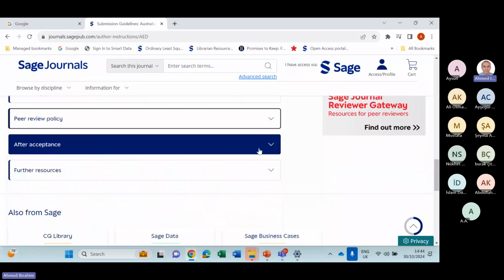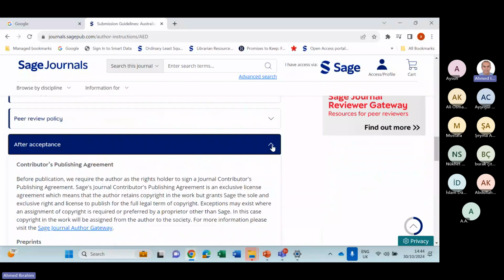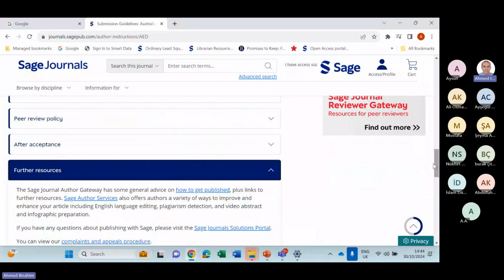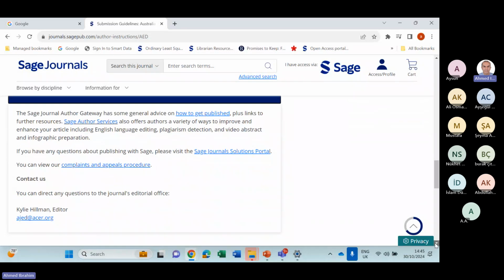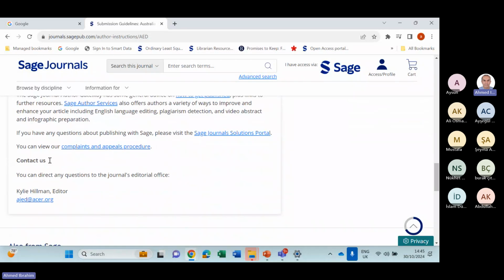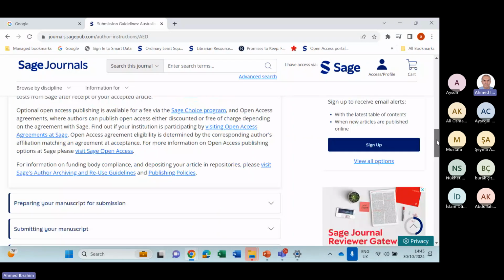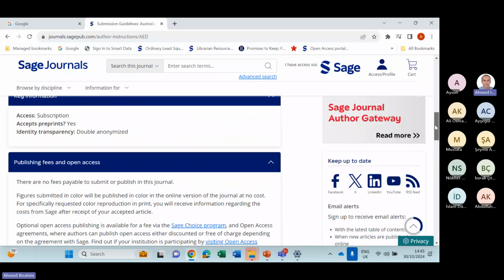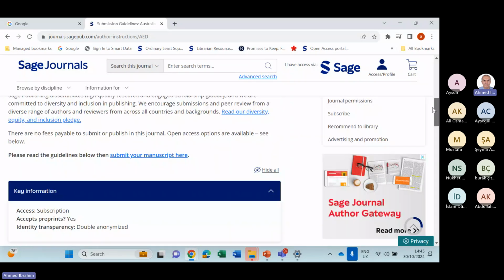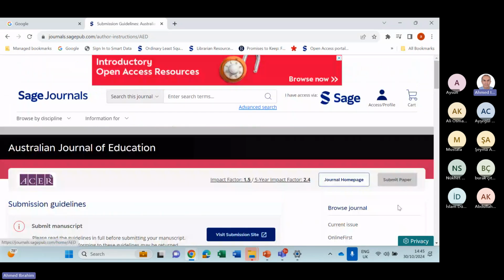Also, after acceptance, what we recommend you to do, further resources to use, how to get published resources, and Sage author services. And if you need to contact us, you'll find whom to contact in this journal. So some nice information here when deciding to submit a paper in this journal.